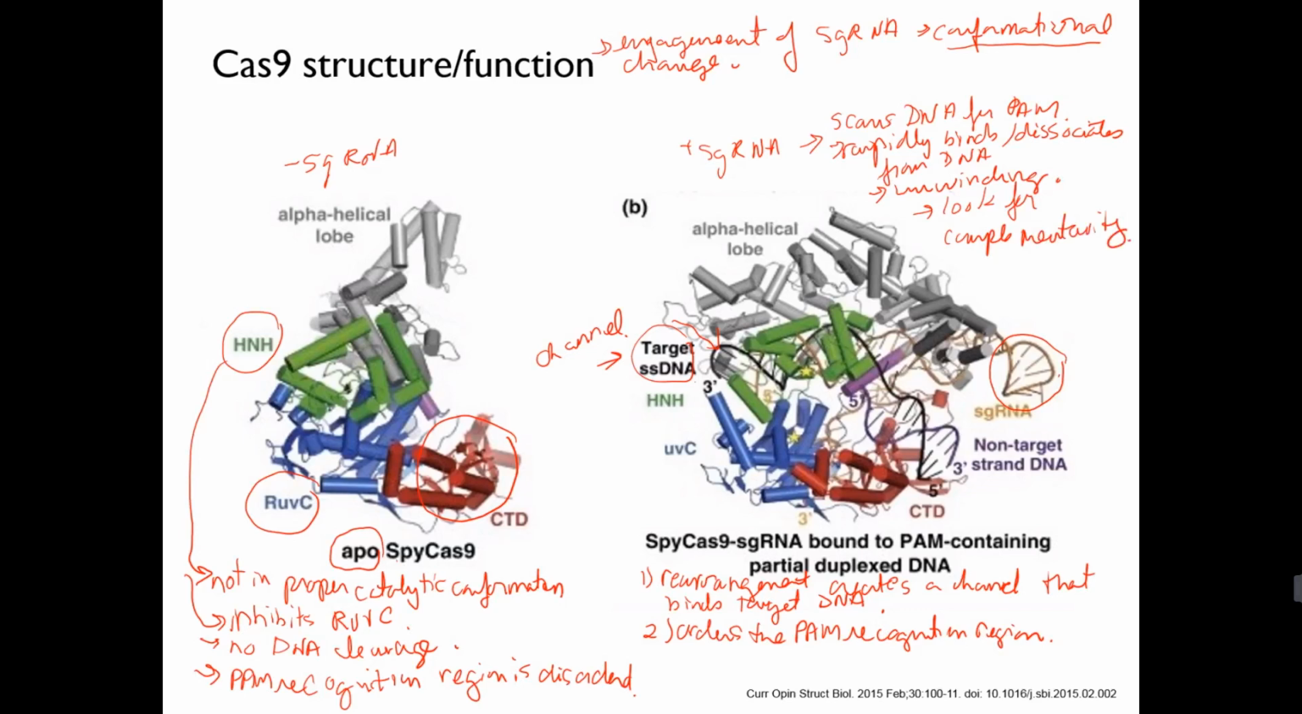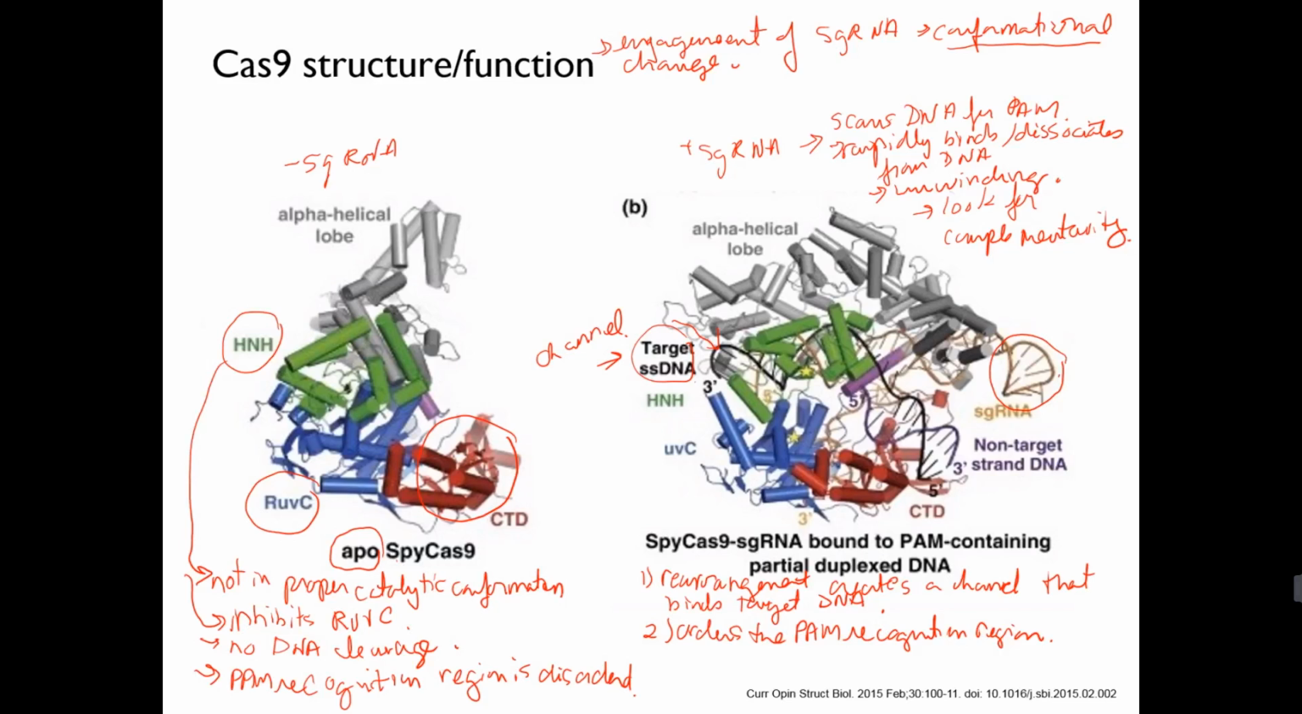So sort of rule two of Cas is that you consider these steps in which this is happening. You can't search for the PAM unless you have the guide engaged. And the flip side of this is that if there's no PAM in the target, you don't proceed to the unwinding step. So no PAM, no binding, or at least no stable long-term binding.